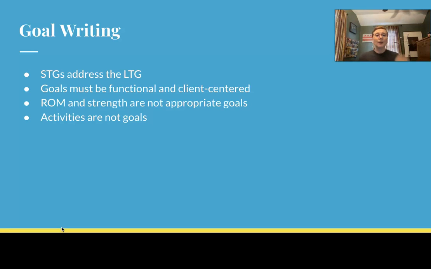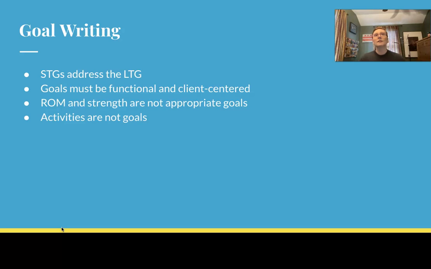So to recap, short-term goals address the long-term goals. The goals must be functional and client-centered. Range of motion and strength are not appropriate goals. And activities are not goals. So I'm not going to write a goal for therapy because that's an activity. I could say the same thing for range of motion and strength. Those are activities, those are not goals. I'm not going to write a goal for pinching pennies because that's an activity, it's not a goal. The actual task is fine motor coordination. And then how do I relate that directly back to function and it being a client-centered goal?